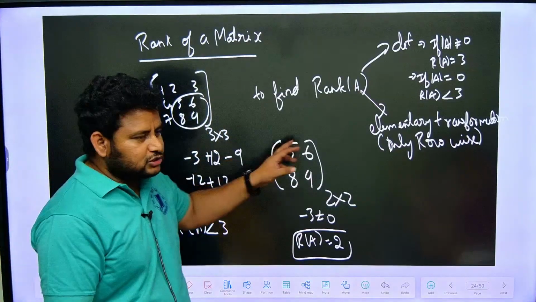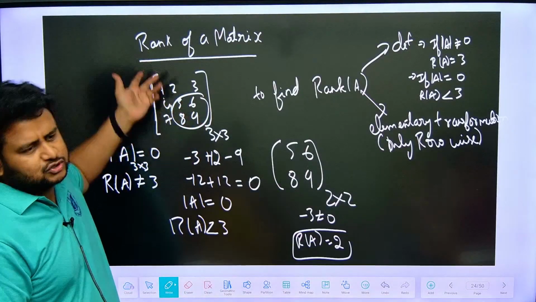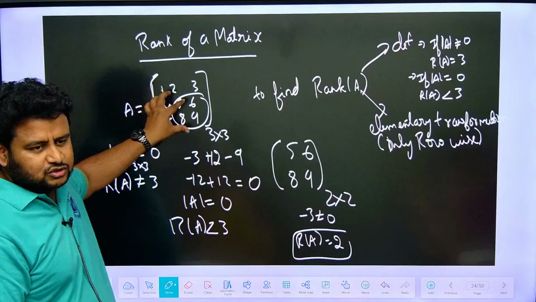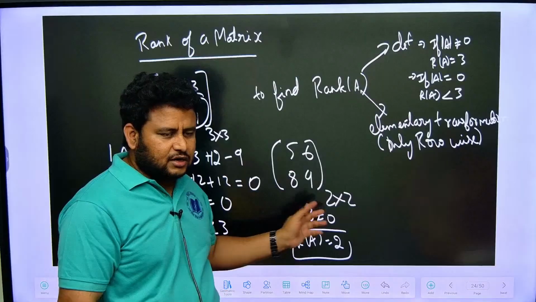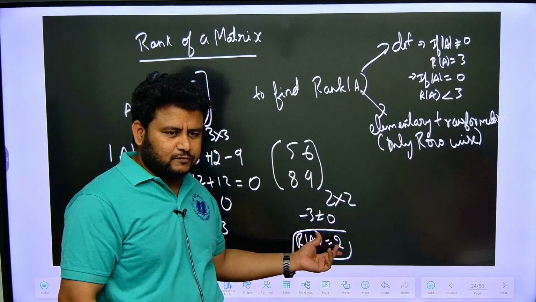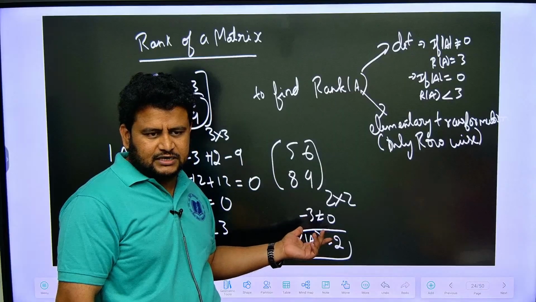Now we take a 2 cross 2 matrix. How to take it? You remove the first row, first column. Take the 2 cross 2 matrix. Any 2 cross 2 matrix you can take, but I am taking this 2 cross 2 matrix. If you are getting not equal to 0, so the rank of A is 2. But if you are getting equal to 0, rank of A will be less than 2, that will be 1. You can take it like that. Clear?